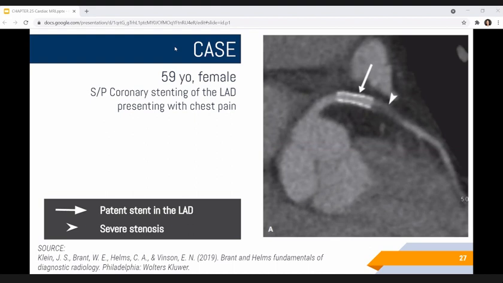The image is a curved MPR image through the LAD showing a patent stent pointed by the white arrow with no in-stent restenosis. However, distal to the stent, there is a severe stenosis marked by the white arrowhead.